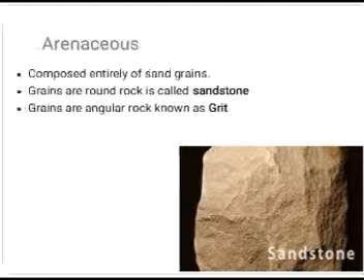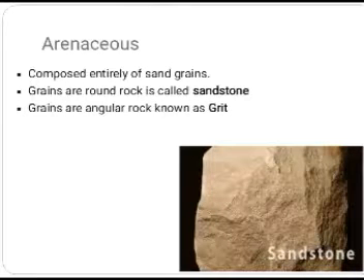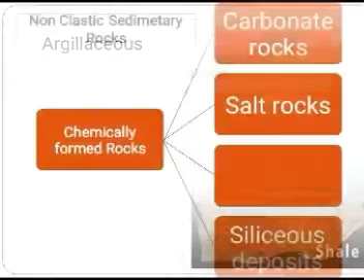Arenaceous rock is composed entirely of sand grains. If the grains are round, the rock is called sandstone. If the grains are angular, the rock is known as grit.